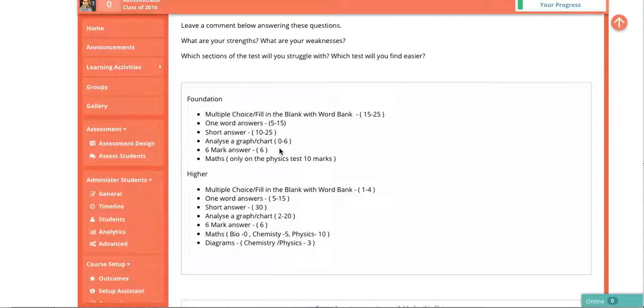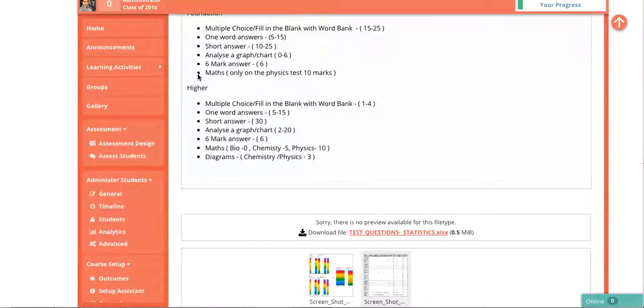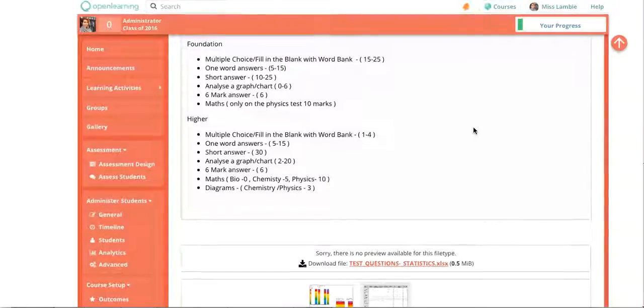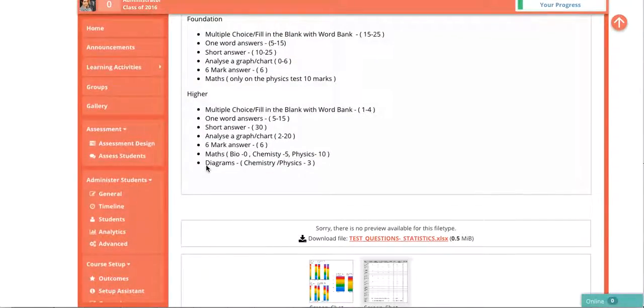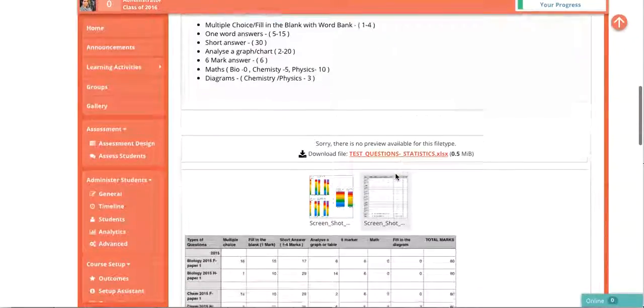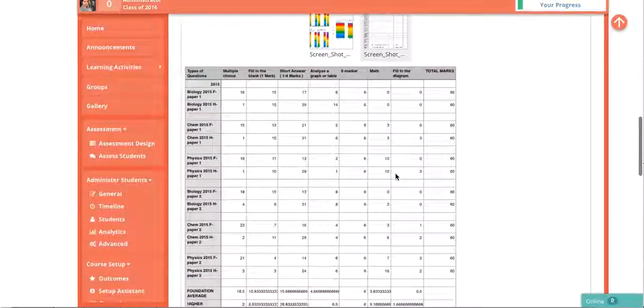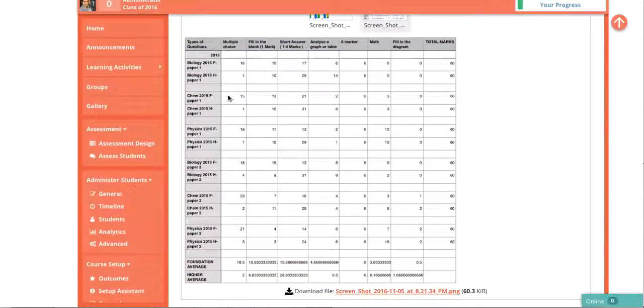We also have one 6-mark question on each GCSE test, and maths questions. So these are on physics and sometimes chemistry, making sure that you're able to use a formula. Finally, we do have some diagrams that you have to draw in as well, but that's pretty much exclusively for the higher paper. So what we've done is you can actually see a total compilation of the differences between the foundation and the higher paper.